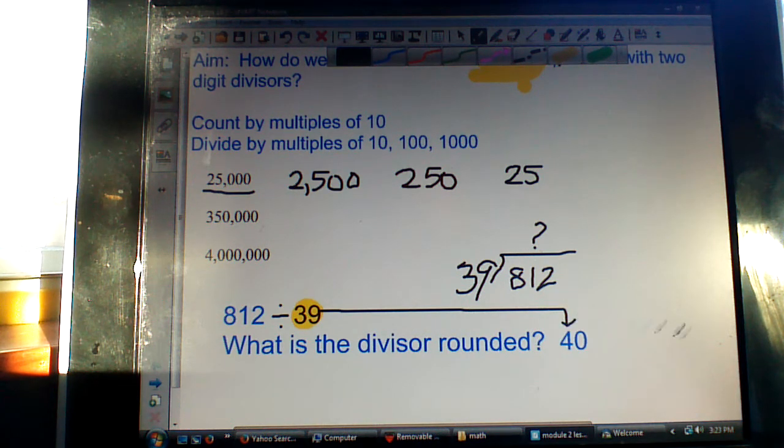You round 39 and you would get 40. So if I rounded 812, where would I go? I would round that, obviously I just gave you the answer, to 800, and then I would divide it by 40, right? Because we rounded the divisor to 40.